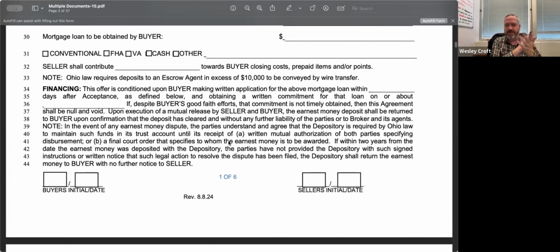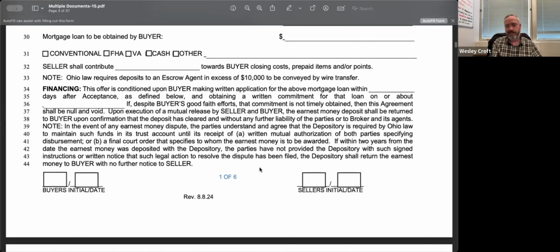So let's see here. Line 37, upon execution of a mutual release by seller and buyer, the earnest money deposit shall be returned to buyer upon confirmation that the deposit has cleared and without any further liability of the parties or to broker and its agents. So if for some reason loan commitment's not obtained, the buyer can receive their earnest money back. Obviously, depending on what the lender says.